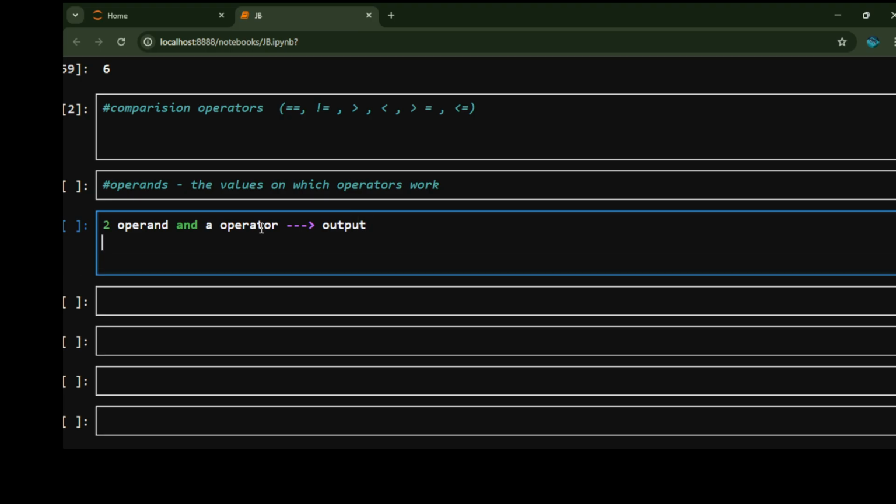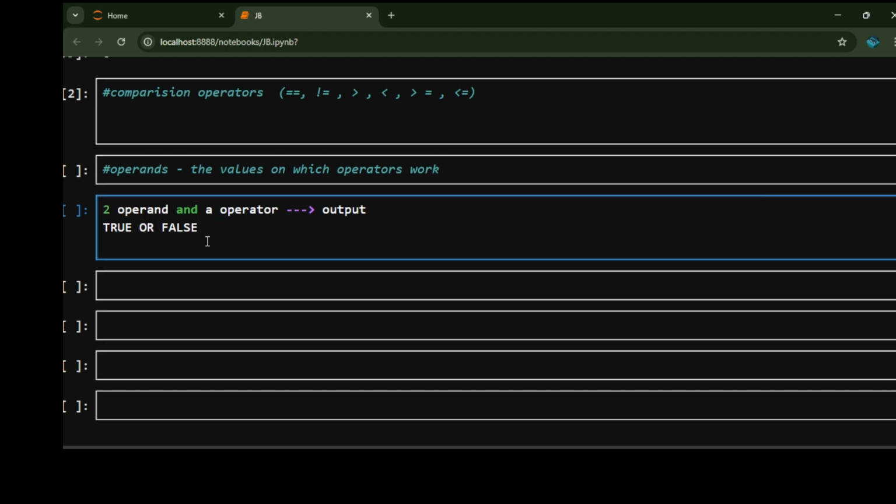But in the case of comparison operators, the output will be only Boolean values. Those are true or false. This is the only output of comparison operators. It means you will get one value out of these two, true or false, nothing else. Now what are these operators? Let us take an example.